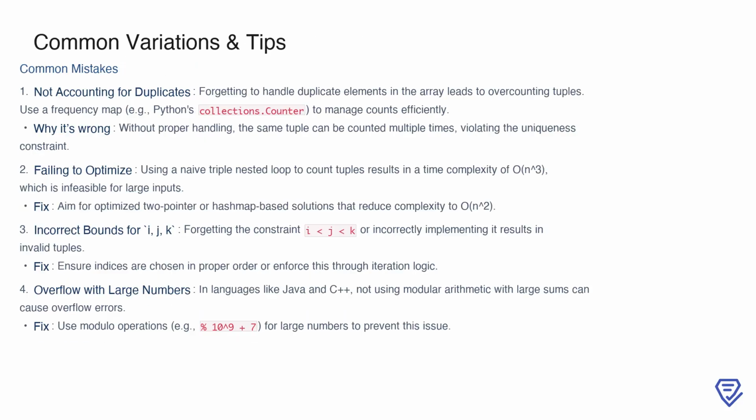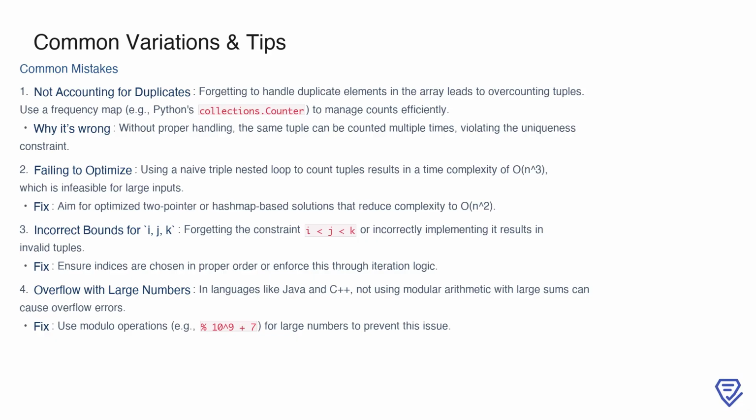In this section, we'll cover some common mistakes and how to avoid them when solving the 3Sum with multiplicity problem. First, not accounting for duplicates is a frequent pitfall. When analyzing the array, failing to handle duplicate elements can lead to overcounting the same tuple multiple times, which violates the requirement for unique tuples.